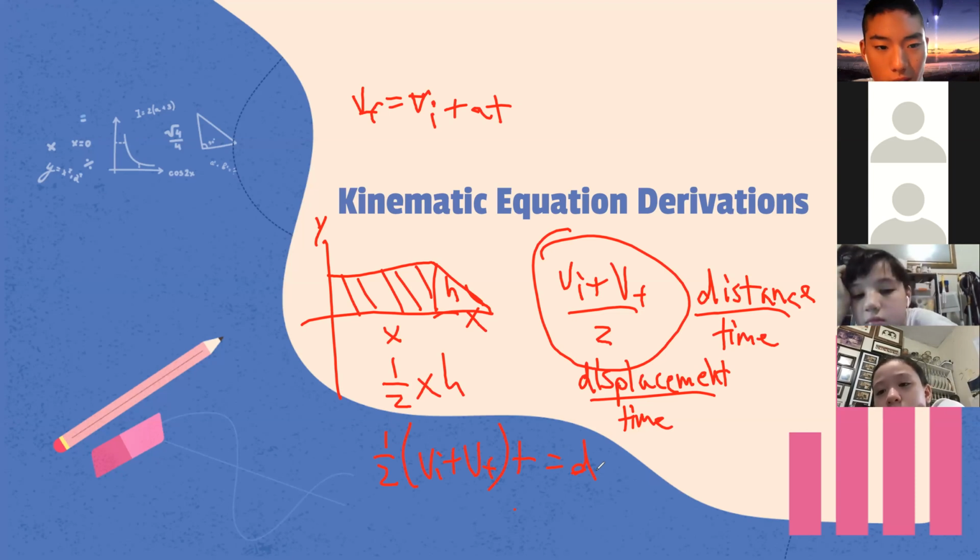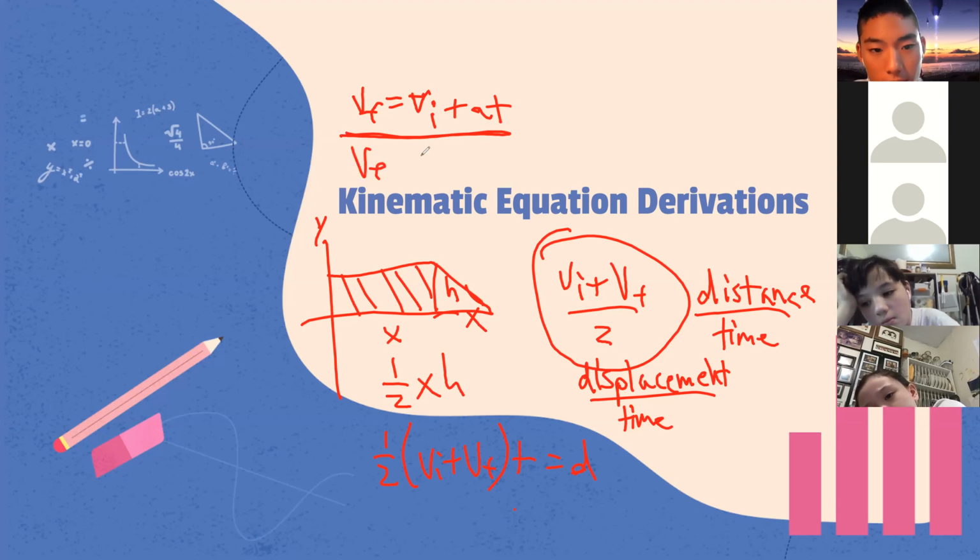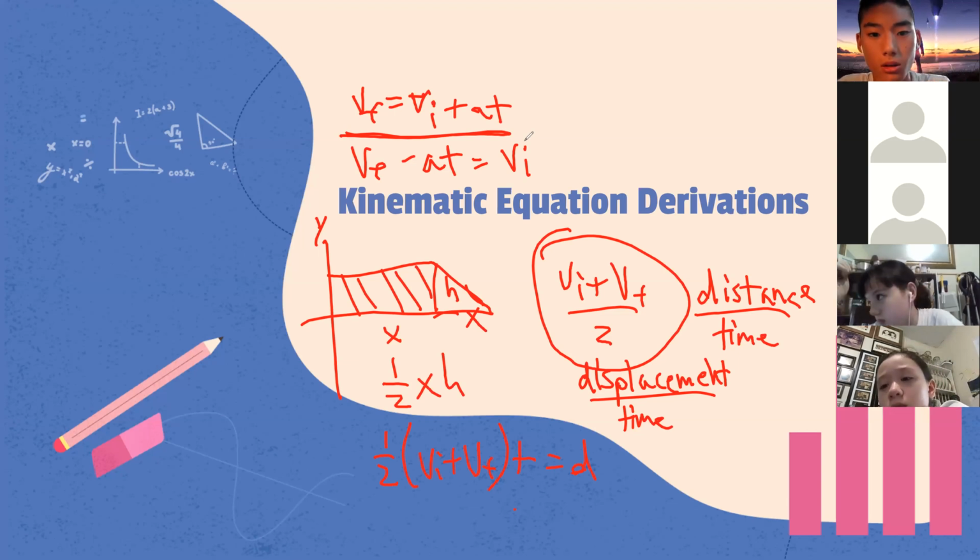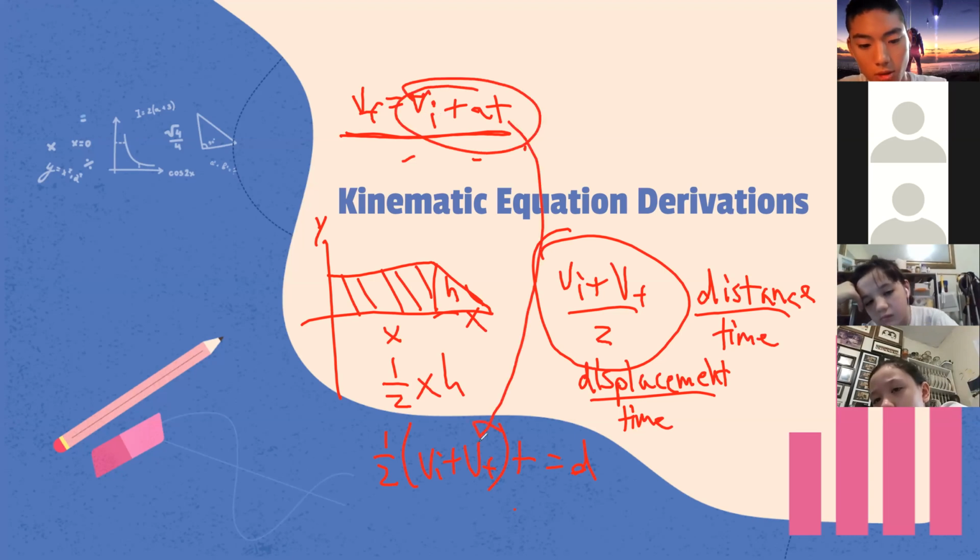Okay, and using this equation above that we just derived, we can isolate the variable. We can actually substitute the variable vi, since we know right here we could just do vf minus at equals vi. Sorry, we can actually just leave it like this, right? We just derived it. So we can just put this in here. So we get 1/2 vi plus vi plus at times time equals d.